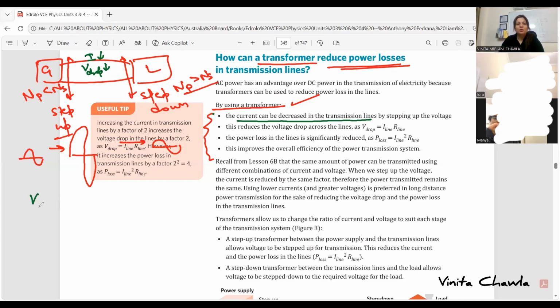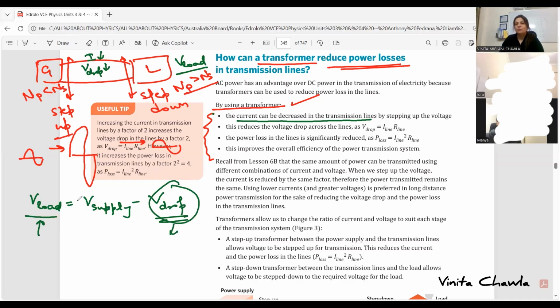Because what is V load? V load is V supply minus V drop. The voltage that has been supplied by the generator and the voltage drop that occurs across the transmission lines, when we subtract these two, we get the voltage across the load. Right? So if we decrease the voltage drop, if this value is decreased, then V load will increase. So by reducing the voltage drop, we can increase the voltage across the load. Are you getting what I'm saying?